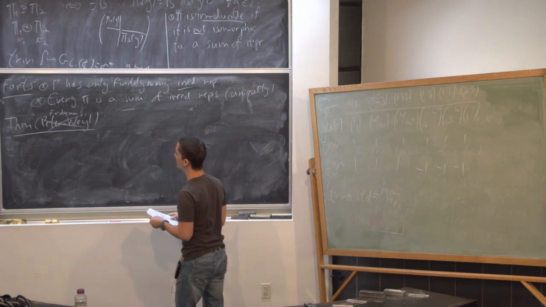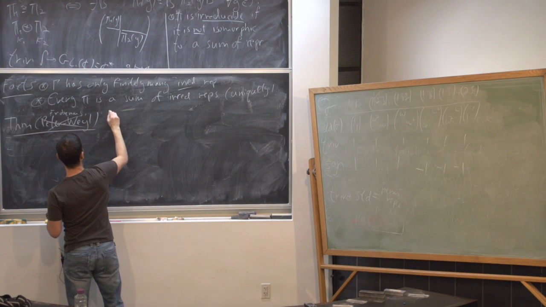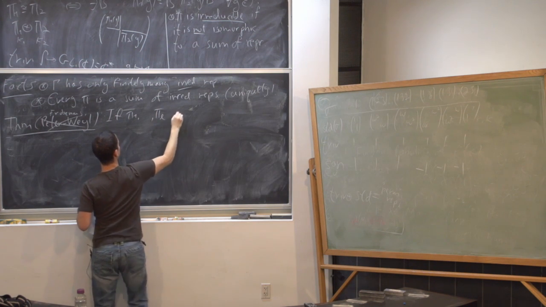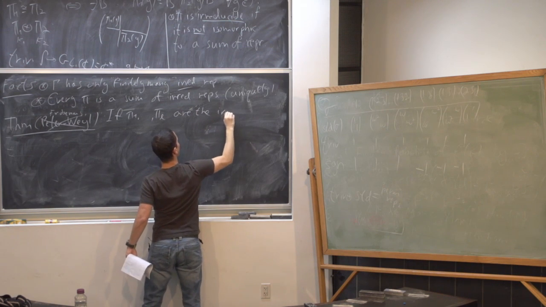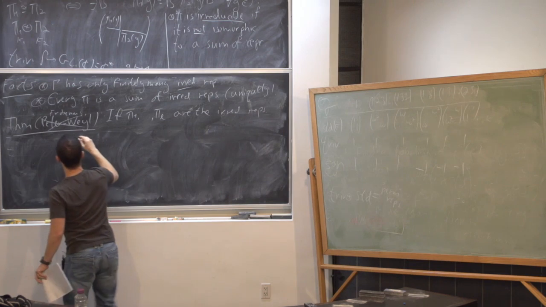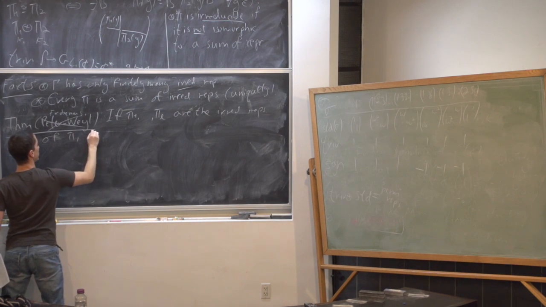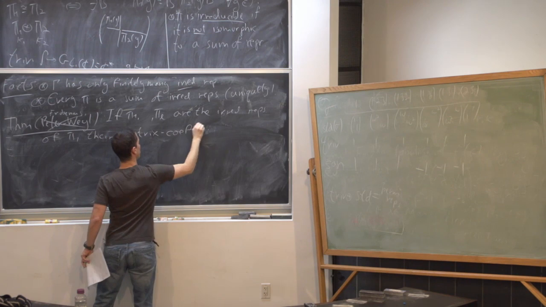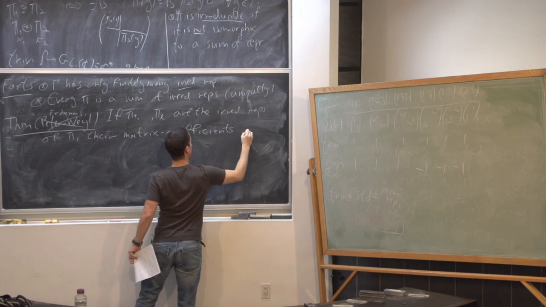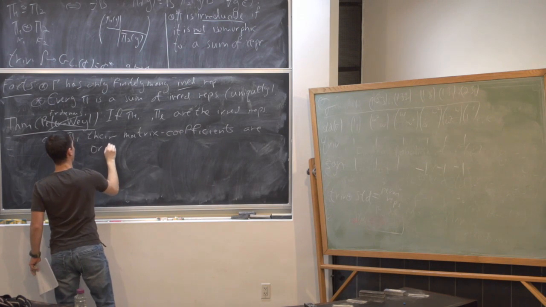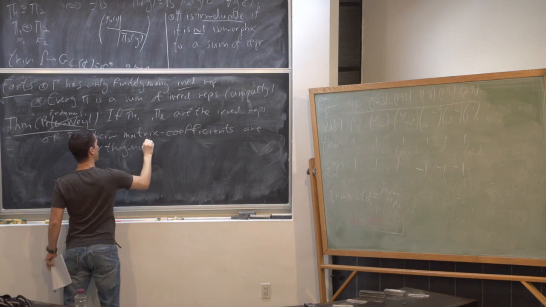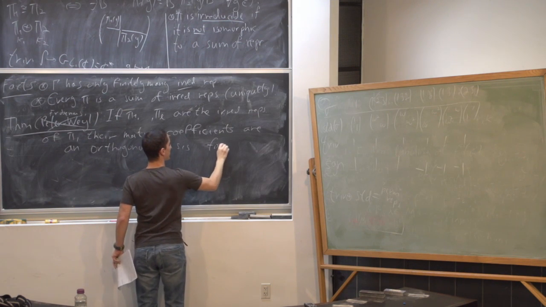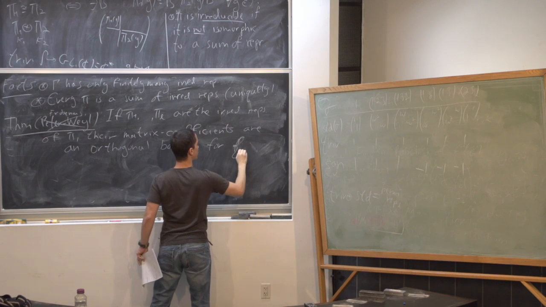Some theorem from the beginning of the 20th century is that if pi 1 up to pi L are the irreducible representations of gamma, then their matrix coefficients are an orthogonal basis, actually, for all the functions from gamma to C.